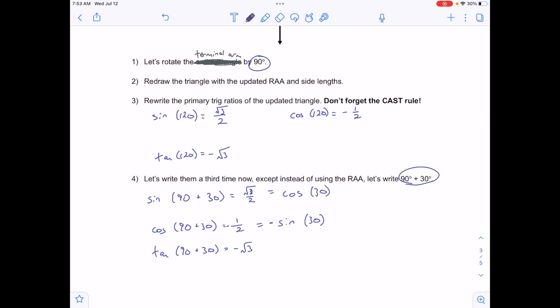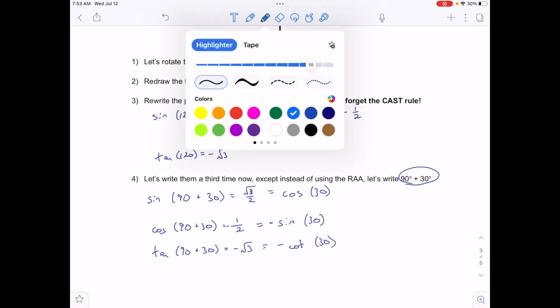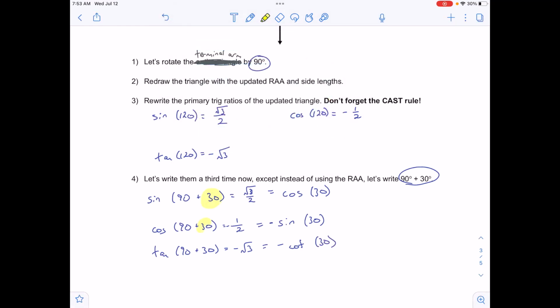And then last but not least, what this is going to end up matching up with is negative cotangent of 30. And again, this is interesting because look, we've got a 30, 30, 30, and that is exactly what it matches up with right there.